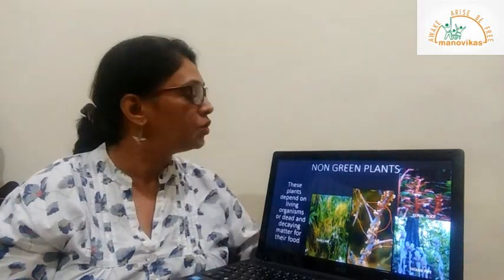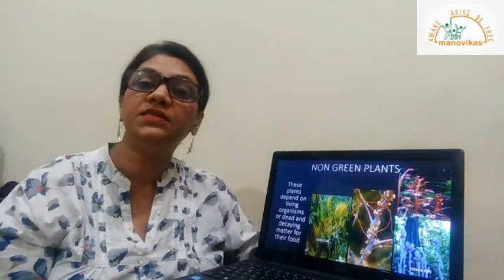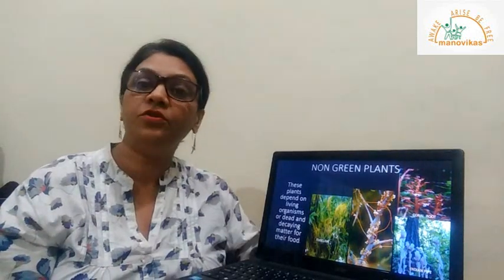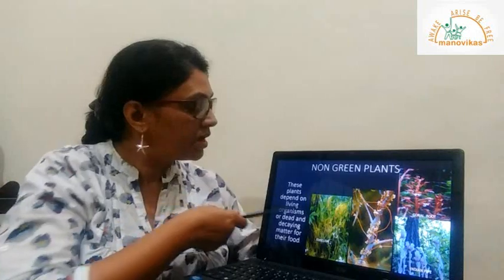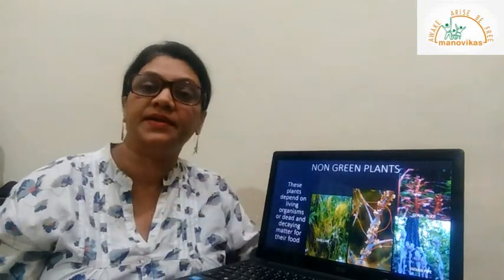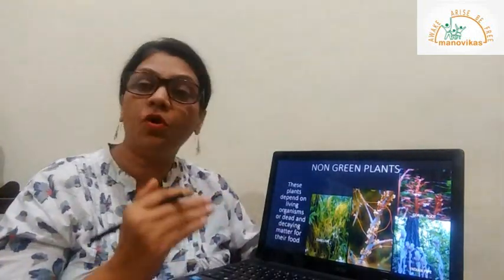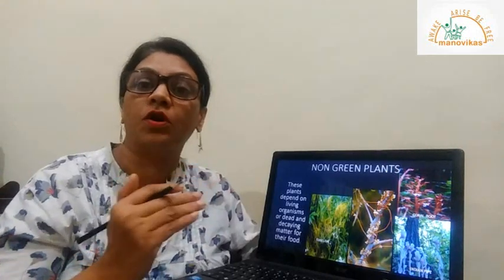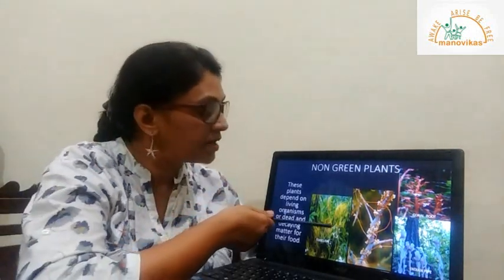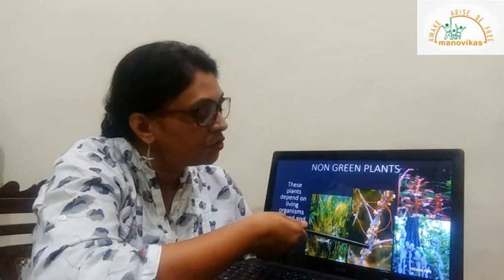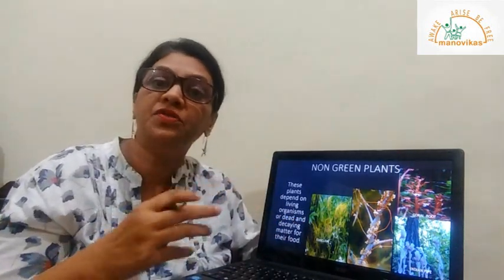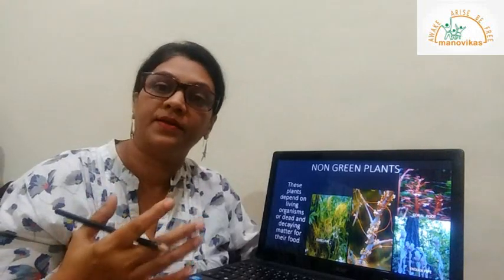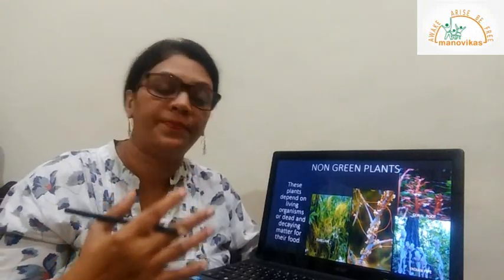Next we come to non-green plants. These are plants that do not have chlorophyll, hence they cannot make their own food. Now Cuscuta is a parasite. It grows on another plant. That plant is called the host. So what Cuscuta does is it grows on the host and takes the required nutrition from the host plant. That is why it is called a parasite.